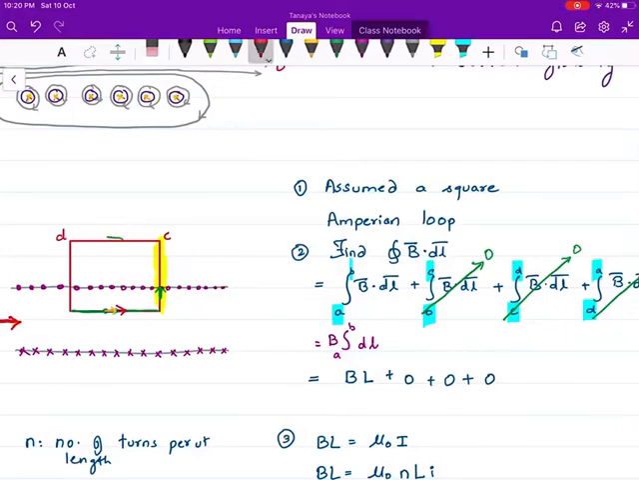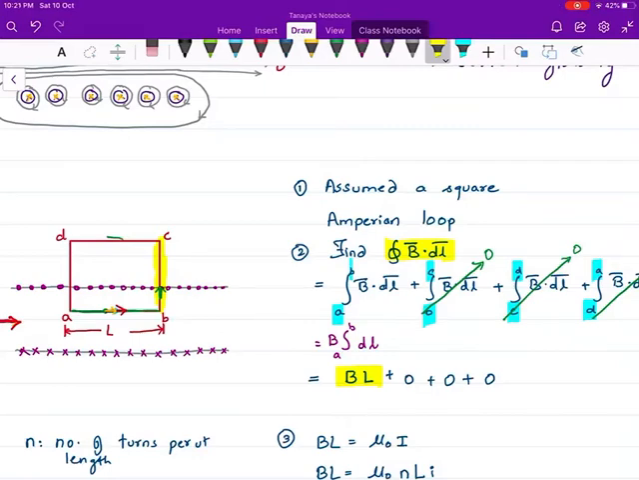Integration of this part from A to B. Suppose this length is L. I am considering the length L, so the integration of dl will be capital L. So I will get the answer: the integral of B bar dot dl bar is equal to B into L, that is BL. Okay. Now what are we supposed to do?